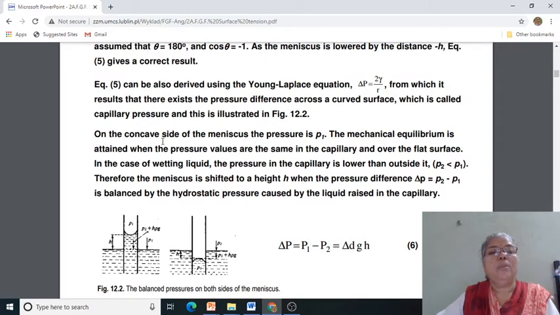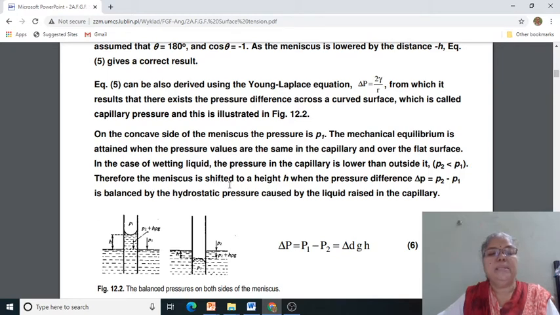Then on the concave side of the meniscus, the pressure is P1. The mechanical equilibrium is attained when the pressure values are the same in the capillary and over the flat surface. In the case of a wetting liquid, the pressure in the capillary is lower than outside it. That means P2 is less than P1.